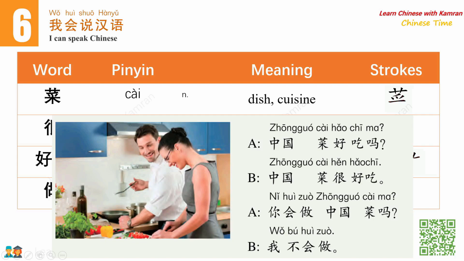你会做中国菜吗? Can you make or can you cook Chinese food? 我不会做. I can't cook. Maybe they're new here, and I don't know who is asking whom, as there we don't have any indication of gender. We only have ni and wo. Whoever is answering or asking, it means they are new here.